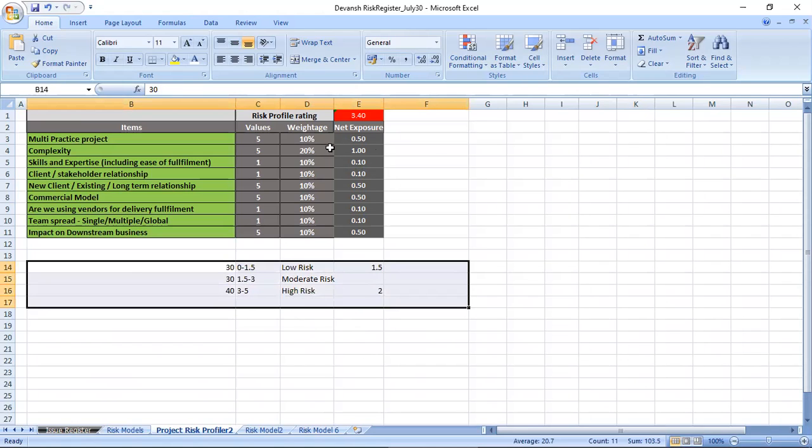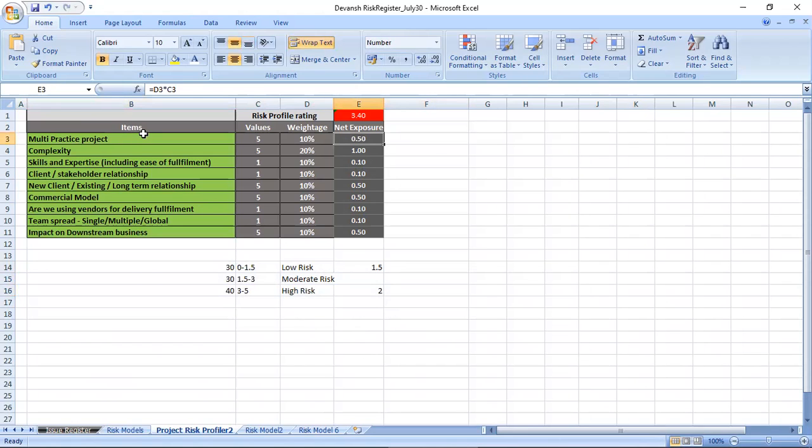So use your own judgment. An easier way to create a risk register is to write down all the items, assign a value on a scale of 1 to 5, 5 being highest, 1 being lowest, assign a weightage, and multiply both. You add all that, you get the overall score of the project. On the basis of this, you can have a go or no go. If it's a no go, you need to put a mitigation plan in place and then revisit the project.